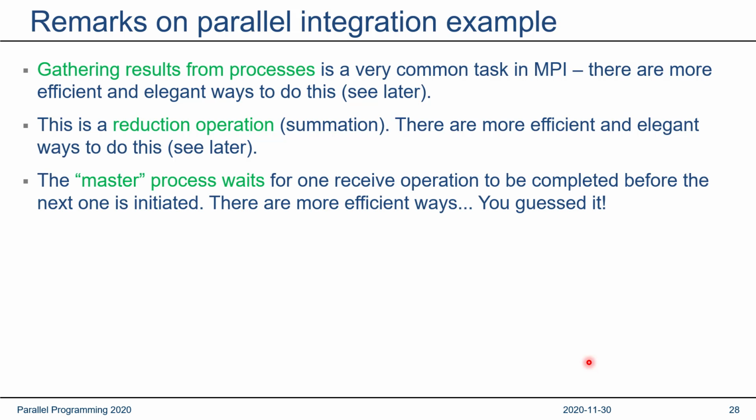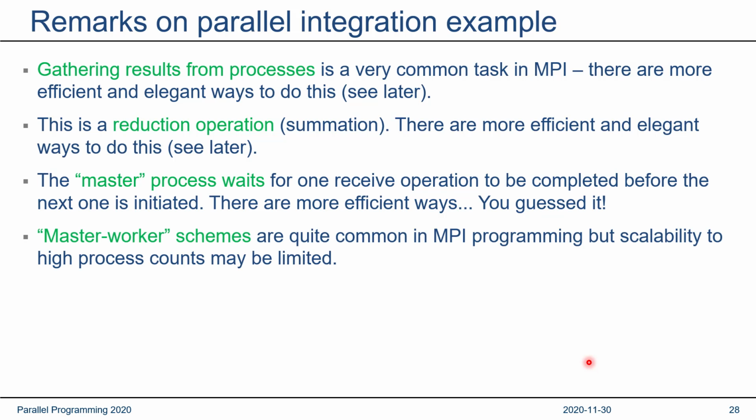In our program, the master process waits for one receive operation to be completed before the next one is initiated, and it scans the communication partners in order. Of course, there are more efficient ways to do this, and we'll see about them later.